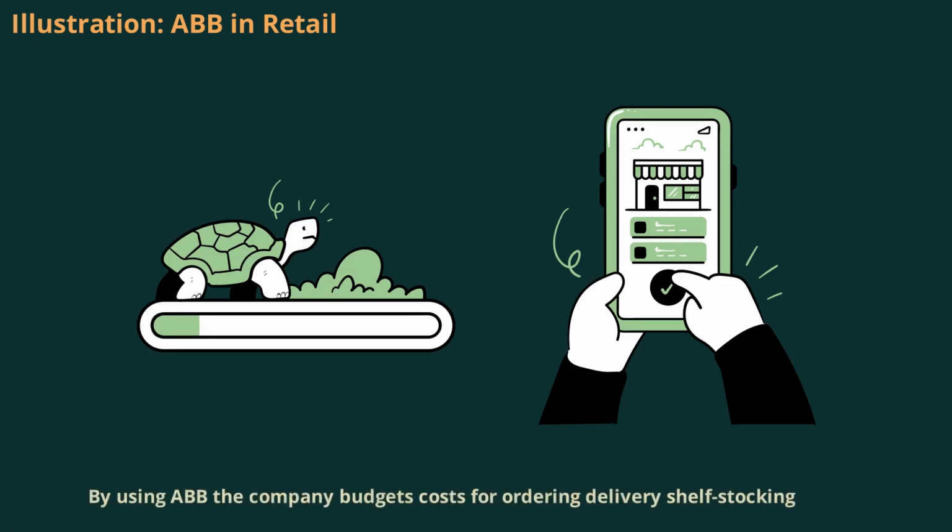By using ABB, the company budgets costs for ordering, delivery, shelf stocking, and customer support based on activity drivers. This approach helps managers better identify resource needs, link costs to responsibility, and spot budgetary slack. ABB supports continuous improvement by highlighting areas for cost reduction and process optimization.